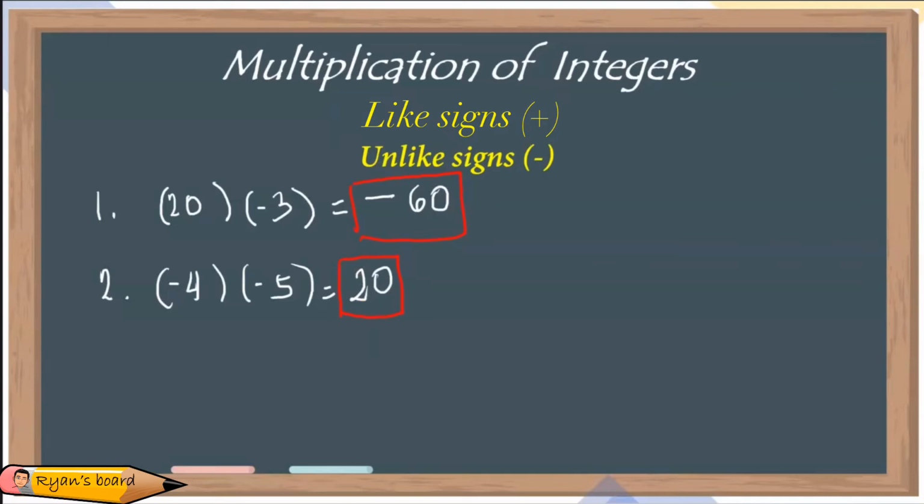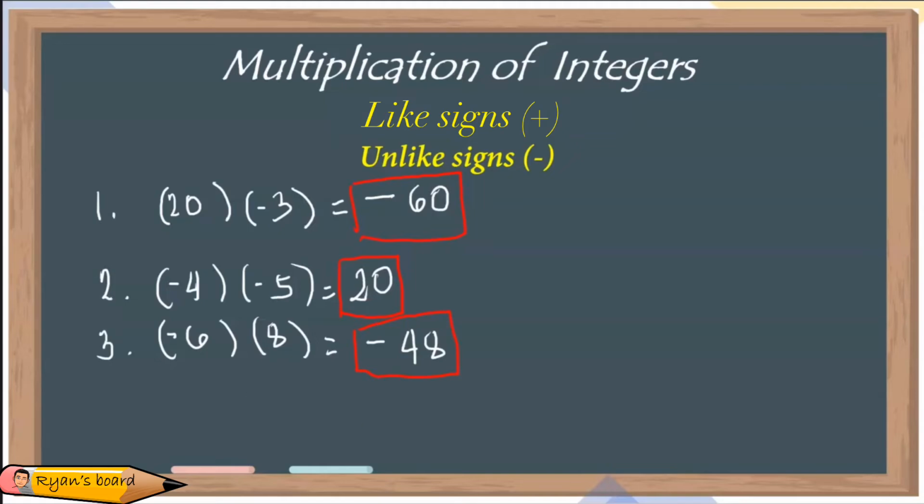Okay? Now, let's have another one. Let's say negative 6 times 8. Okay? Just look at the numbers. Negative, positive. So, unlike signs. So, the answer is negative. And what is 6 times 8? That is 48. So, ang sagot natin ay negative 48.